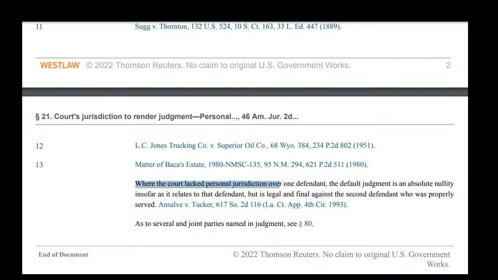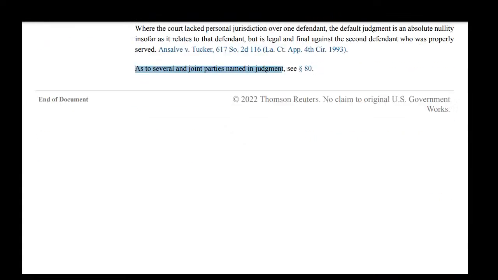Where the court lacked personal jurisdiction over one defendant, the default judgment is an absolute nullity insofar as it relates to that defendant, but is legal and final against the second defendant who was properly served. Sorry. As the several joint parties named in judgment.